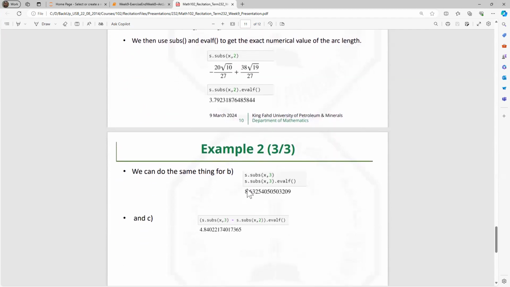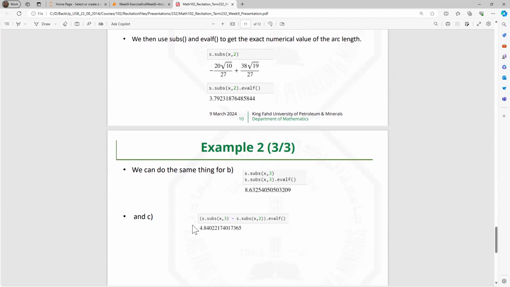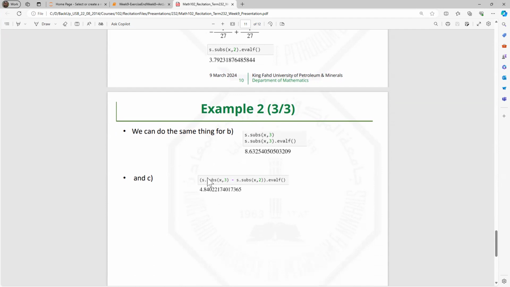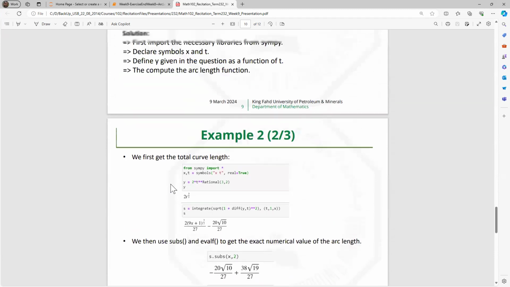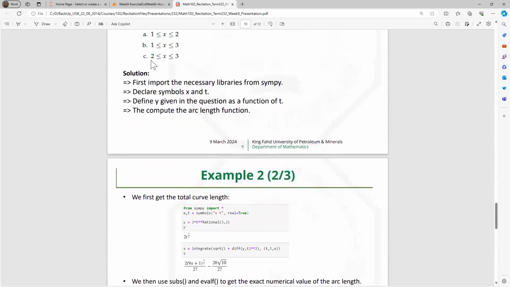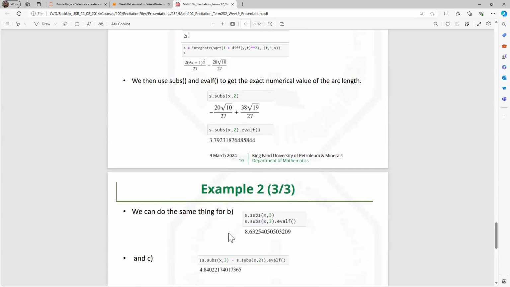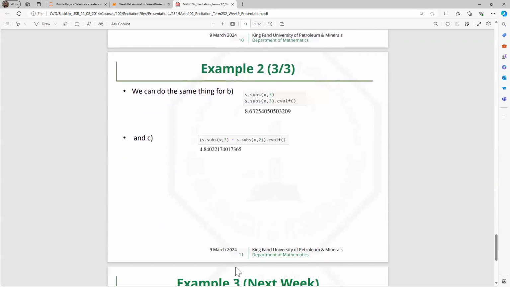Okay, so we can do the same for part b when x equals 3. So the upper limit is 3. We get 8.6325. Then for the difference, which is when x is between 2 and 3, we just remove the part which goes from 1 to 2. So we just do the difference between what we got in b and a. So this is the arc length from 2 to 3. Okay, so here it is.